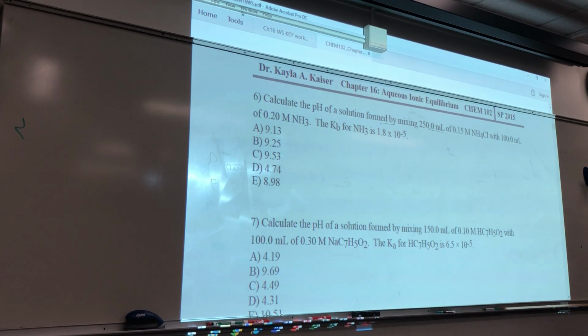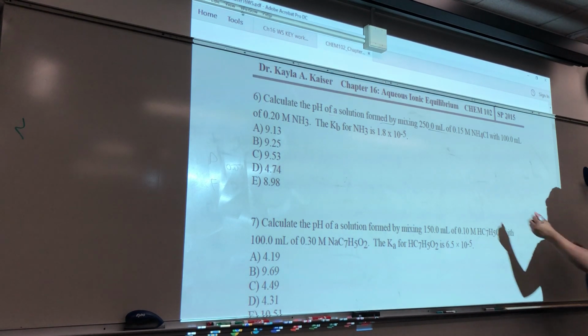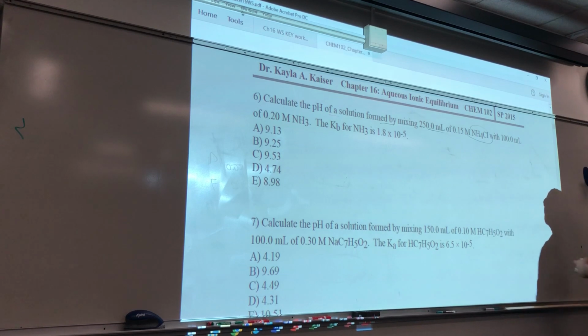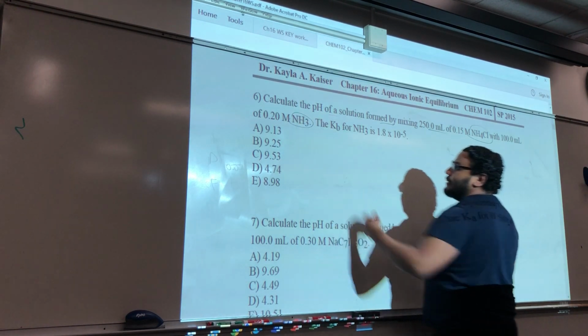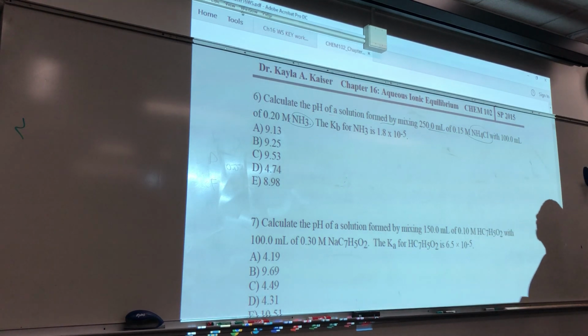Calculate the pH of a solution formed by mixing some amount of a weak acid with some amount of a weak base, right? So what do we do?